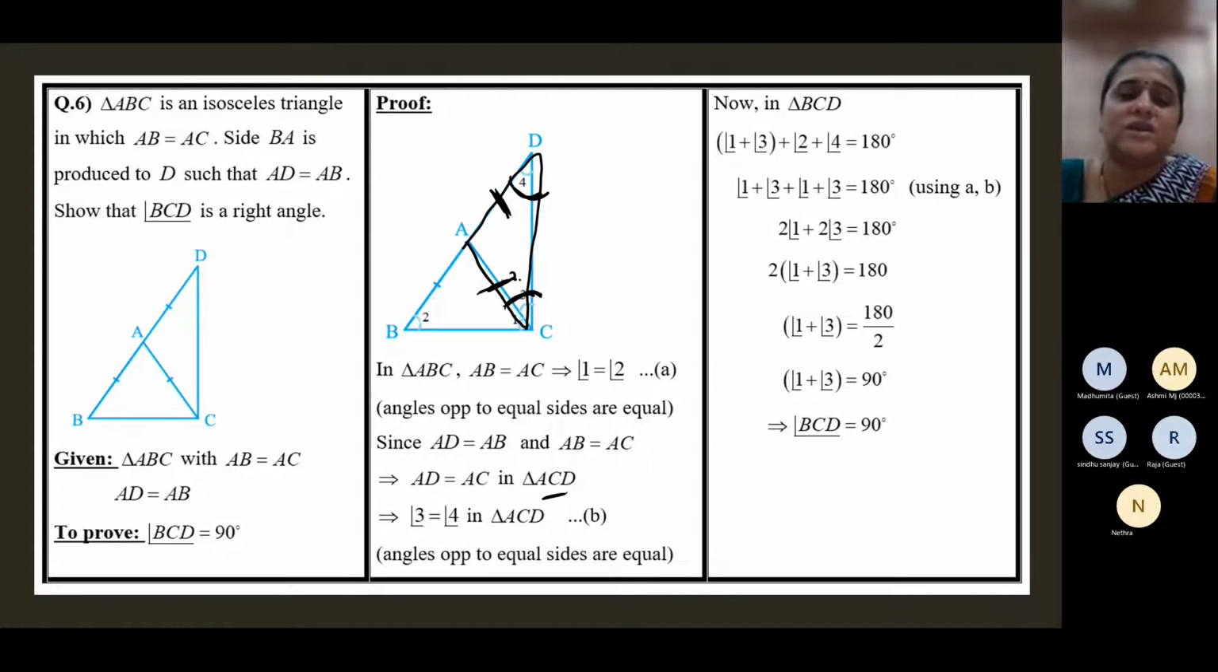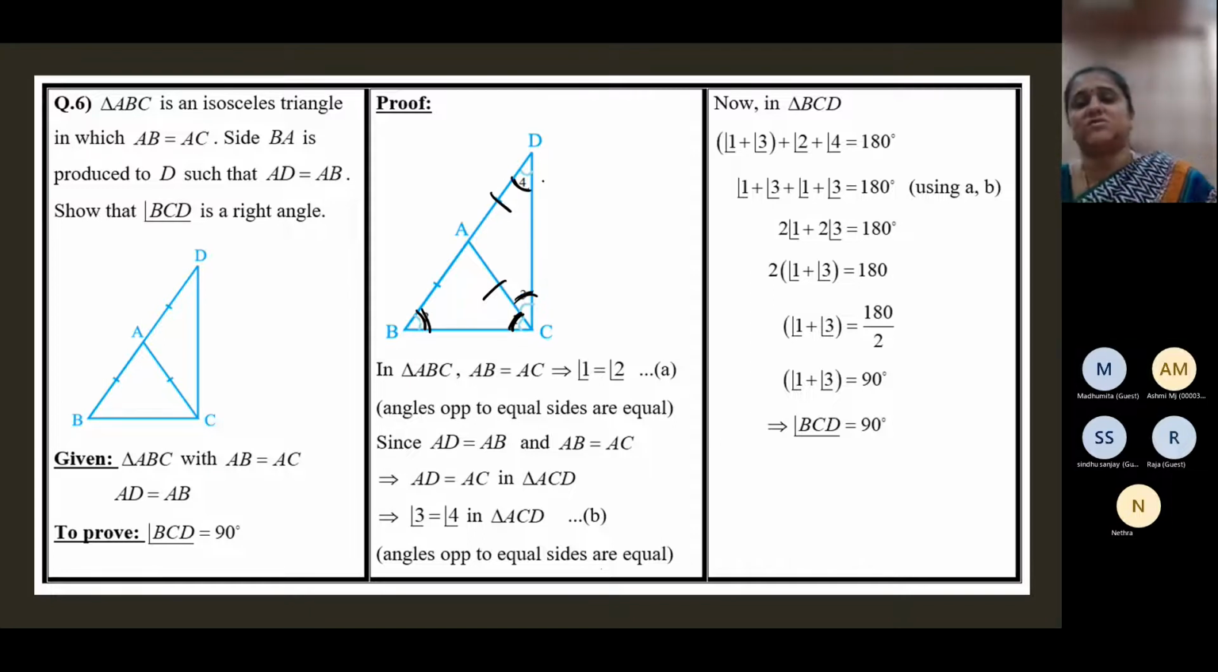So now we mark 3 and 4. Like this, we mark the angles. When you need, you go there and mark. So now in triangle ACD, since this side is equal to this side, angle 3 is equal to angle 4, because again, angles opposite to equal sides are equal. So now we have these results. Angle 1 is equal to angle 2. Angle 3 is equal to angle 4. These are the results we have.